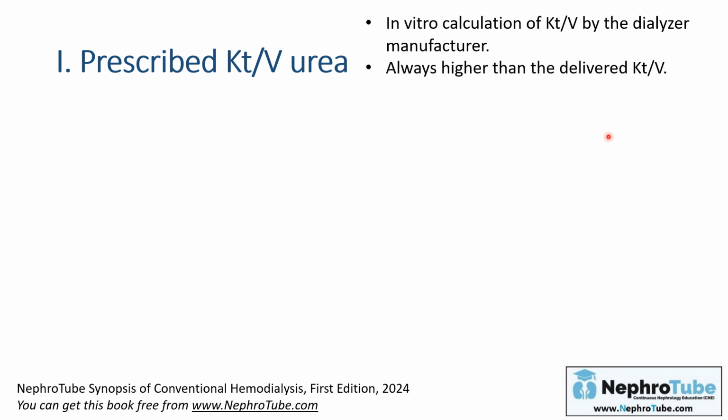And always the prescribed Kt/V urea will be higher than the actual delivered Kt/V of the patient. The in vitro, the delivered Kt/V is the in vitro Kt/V that I will discuss later. So the prescribed is always higher, and you can remember that we mentioned in a previous lecture that most of the numbers calculated by the manufacturer are higher than the actual numbers in the patient.